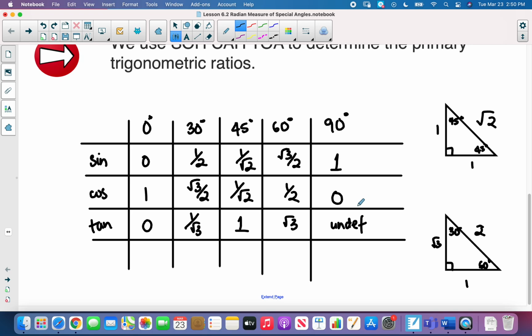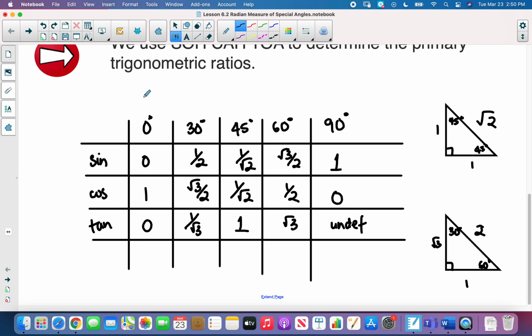Okay, and I memorize these ratios. They are the exact ratios. And how I remember them is that sine, when you go from 0 to 90, is increasing, from 0 to 0.5 to 1 over root 2 to root 3 over 2 and finally to 1. And you have the opposite for cosine as it goes from 0 to 90. It decreases from 1 to 0. And tan also increases, 0, 1 over root 3, 1, and then root 3, and tan of 90 is undefined.